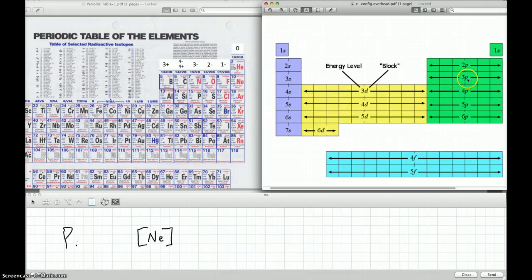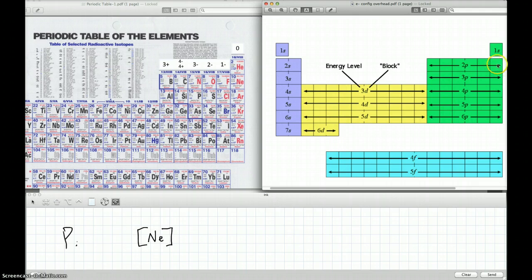Phosphorus is right here. No, sorry, it's right here. Third row, that's aluminum, that's silicon, that's phosphorus. So what I did is I went up a row and all the way to the right. So I started at neon, and then I wrote neon in brackets here. I'm starting at neon, and what comes after neon, that's where I start with my electron configuration.